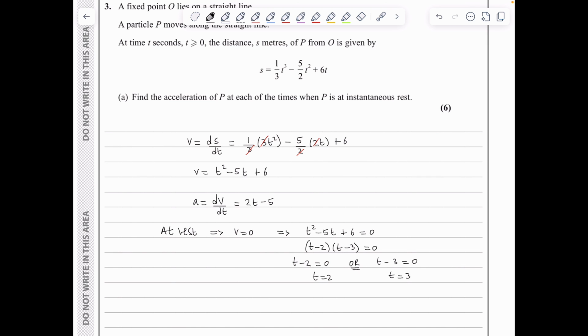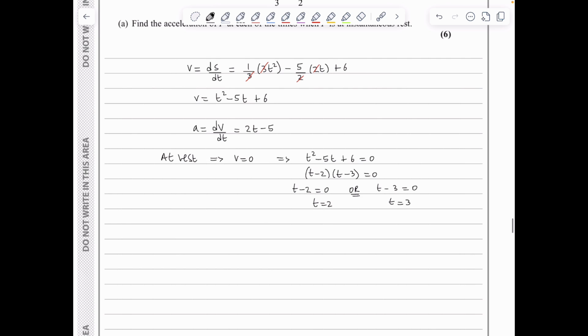Now for each of these times, I will proceed in finding the acceleration. So let's start with t is 2, which means that when t is equal to 2, the acceleration is 2 times 2 minus 5, which is equal to negative 1 meters per square second. And when t is equal to 3, we get that a is 2 times 3 minus 5, which gives an answer of 1 meter per square second.